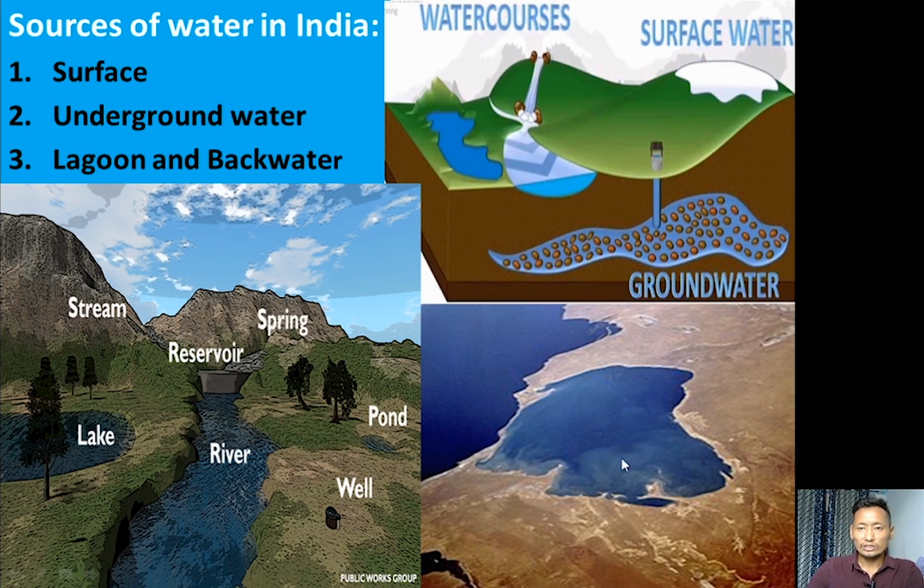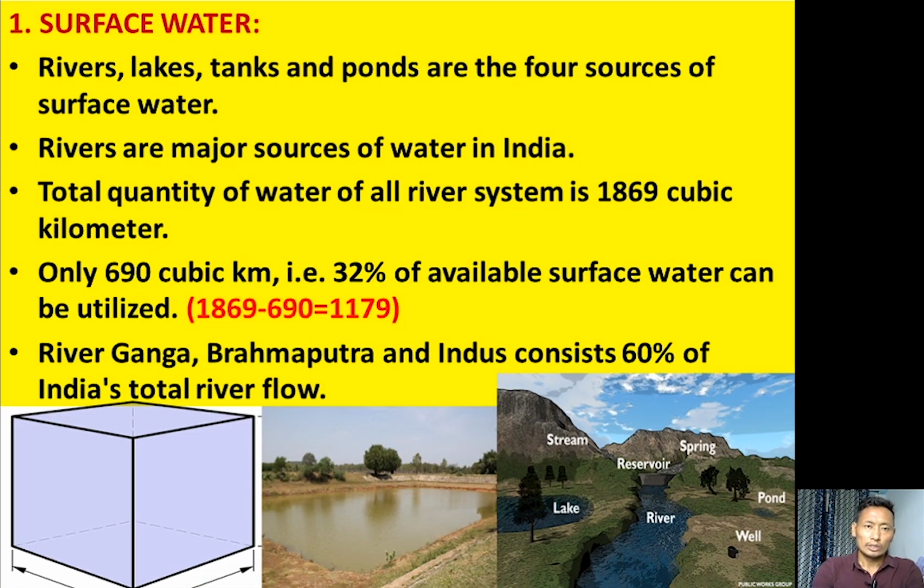We are using these lagoons or backwaters for fishing purposes and for irrigation purposes for some particular crops. So these are the three main sources of fresh water in India. Next we are going to learn each source of water one by one. First we are going to discuss the sources of surface water.